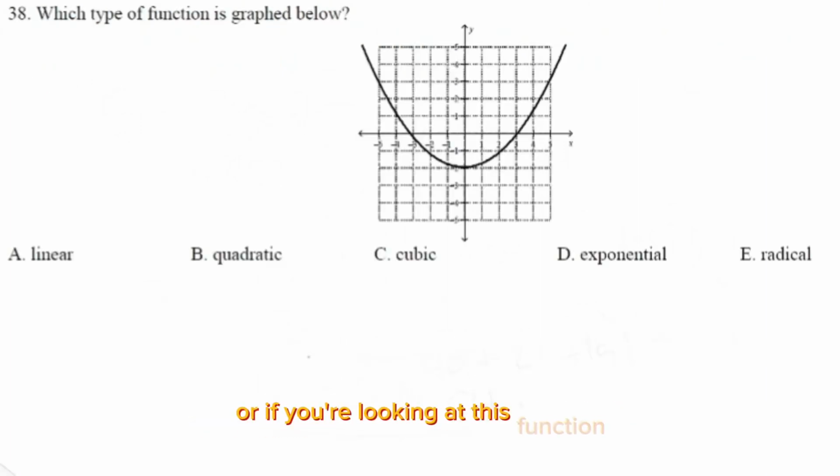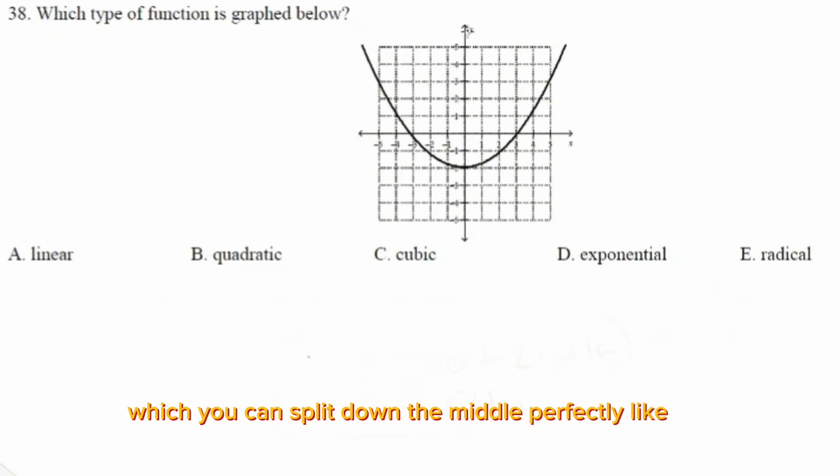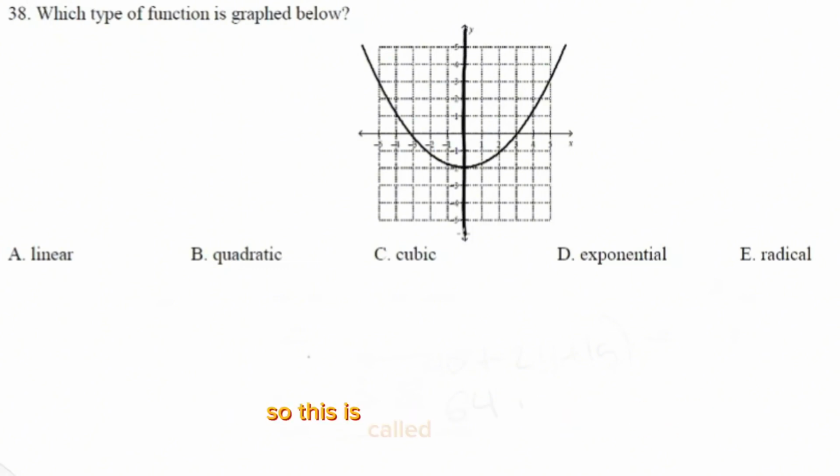Next, which type of function is graphed below? Alright, so looking at this function, you can see it's a curved U-shaped function, which you can split down the middle perfectly, like this. So this is called a parabola. Parabolas only occur in quadratic functions, so that's your answer.